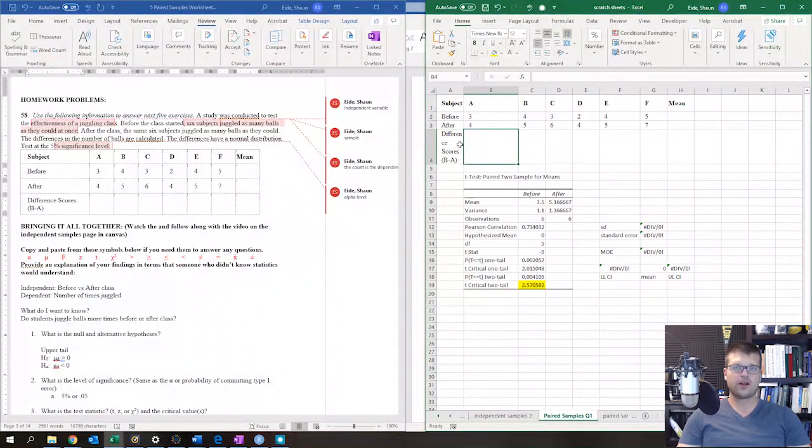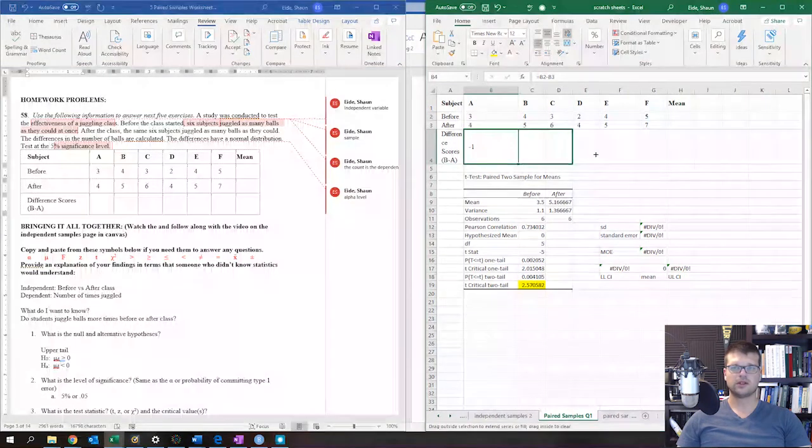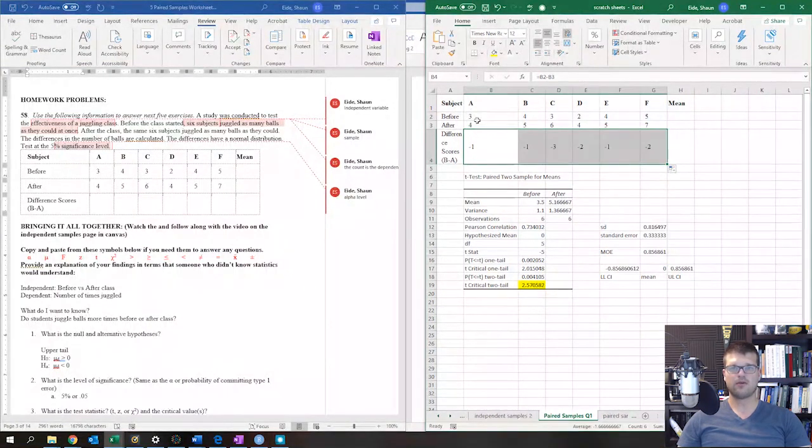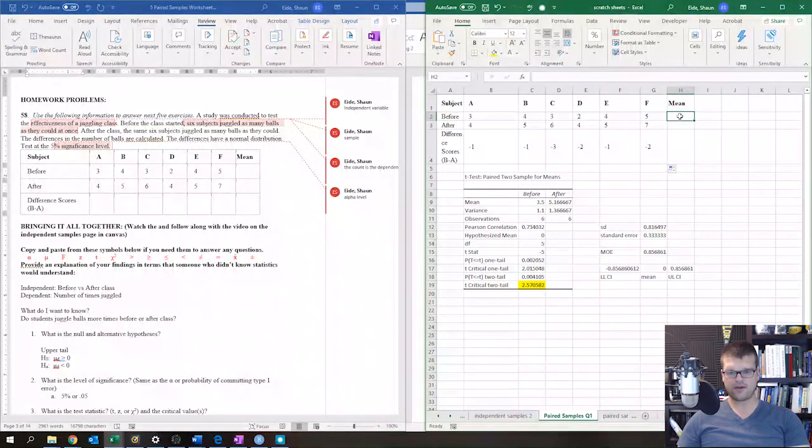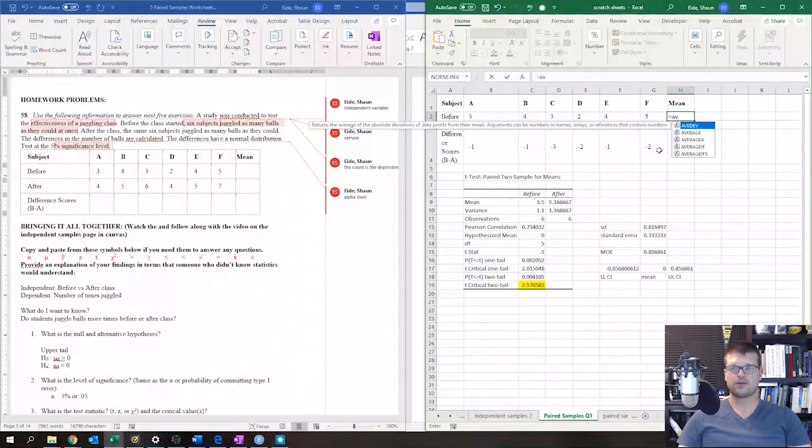So in order to calculate a difference score, you need to take before and subtract after from before. So we're going to do equals before minus after, and that gives us a difference score. And just drag it all the way down, before minus after, before minus after, so on and so forth. And then we're going to take the average of each one of these columns. Equals average.